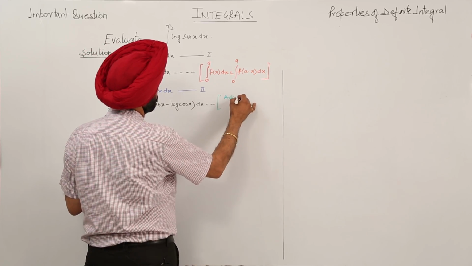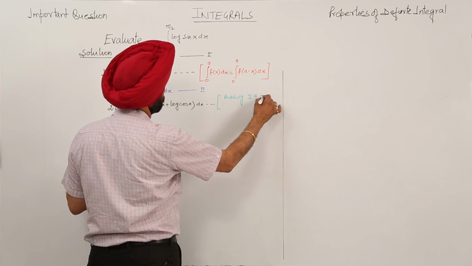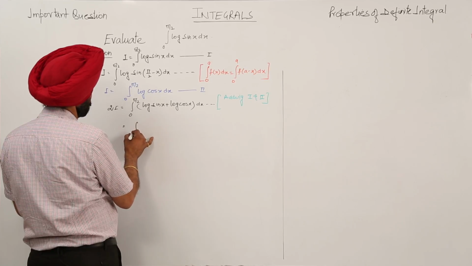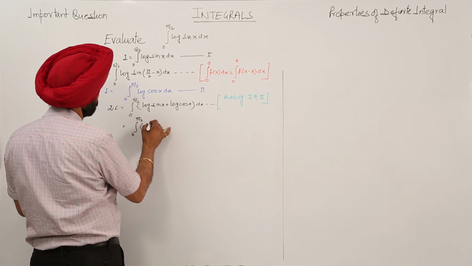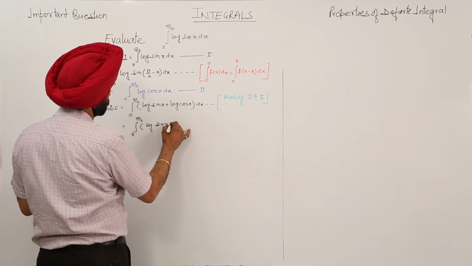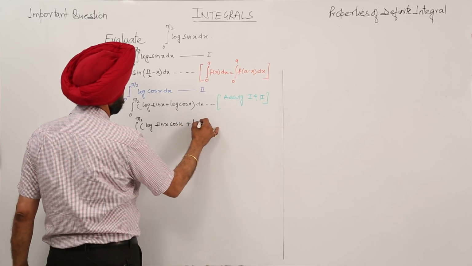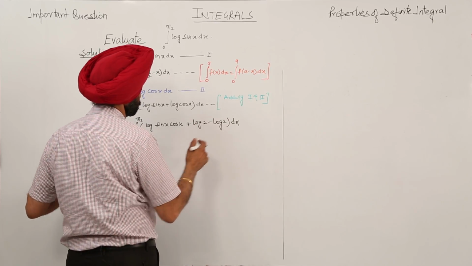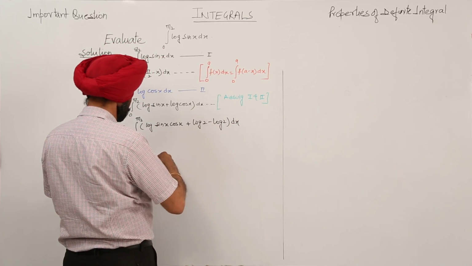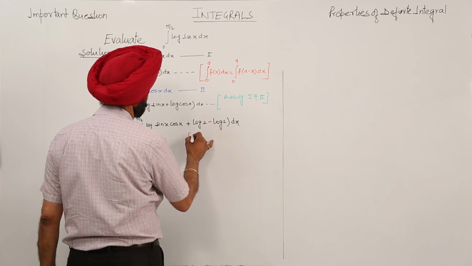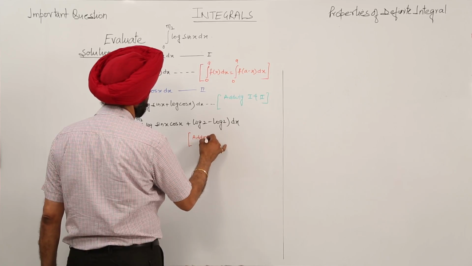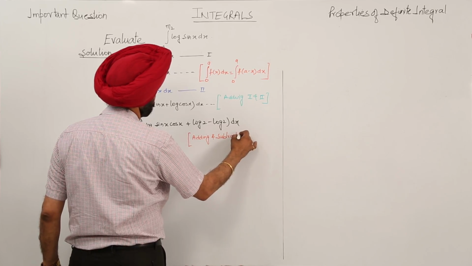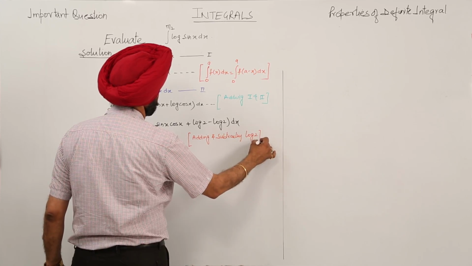Adding 1 and 2, we get the integral from 0 to pi by 2 of log sin x cos x plus log 2 minus log 2 dx. Now adding and subtracting log 2.